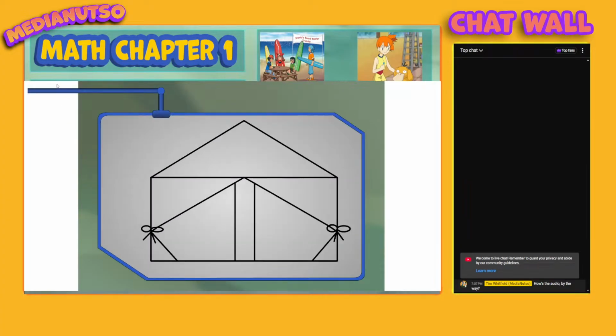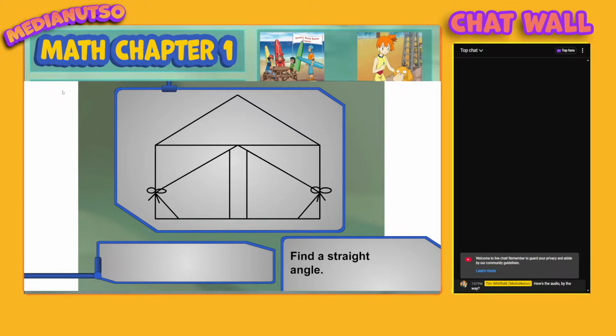Well, here's a drawing of what it's supposed to look like. Help me find the angles in it. For each correct angle you find, I'll get to put together another part of the tent. Find a straight angle. You got it. Find an acute angle. All right. Find an obtuse angle. Awesome. Find a right angle.